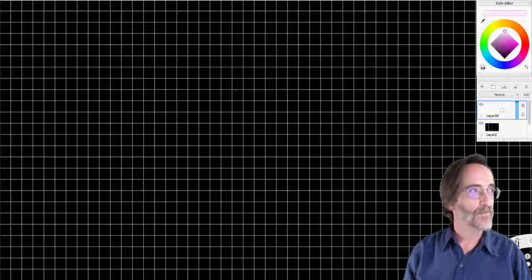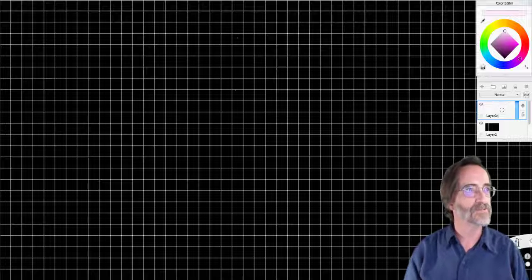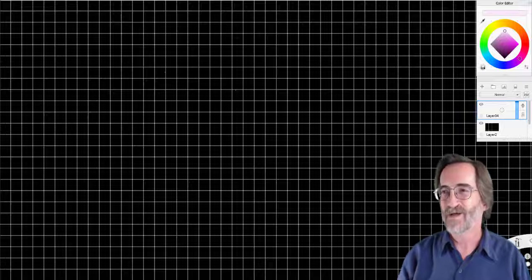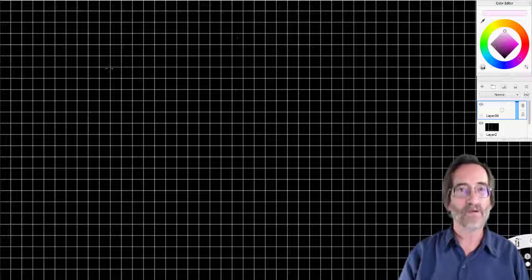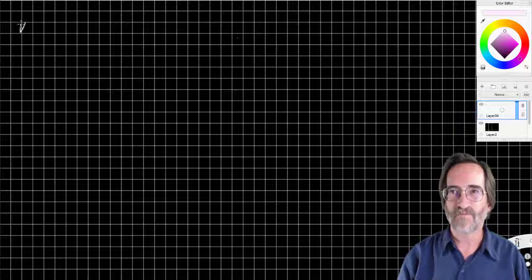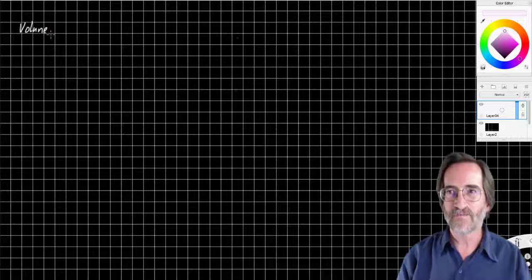This is Geometry B, Unit 6, Surface Area and Volume, Lesson 4, Volumes of Prisms and Cylinders. We've been talking about surface area, that is defined as the area of covering. Now we're going to talk about volume, which is the space of filling. Volume, the space of filling.